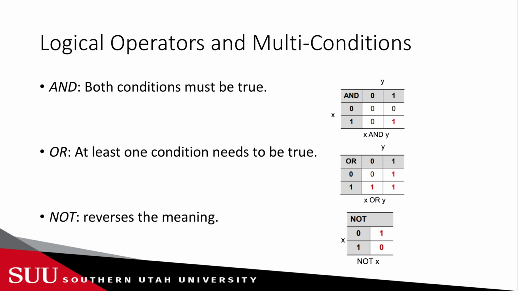So if I say x and y, and then I say 0 for false and 1 for true, it's going to give me 1 only if both x and y are 1. The OR logical operator, on the other hand, will work if at least one of them is true. So if any one of the conditions is true, it's going to work. And finally, the NOT operator obviously reverses the meaning of the filtration that we are trying to do.